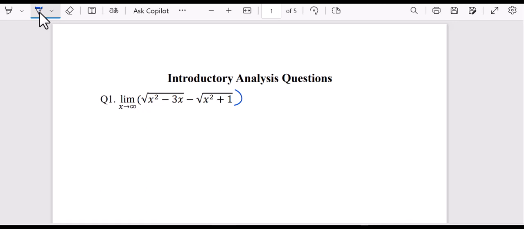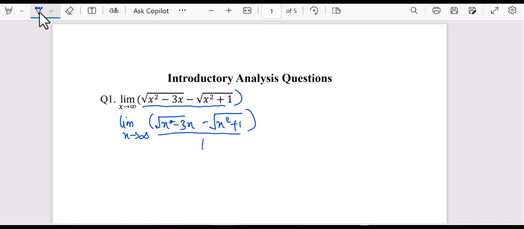Okay, so we have a question here which says: find the limit as x approaches infinity of this expression. How do we go about this kind of limit? Well, it involves roots, and so we can write this limit as the limit as x approaches infinity of root of x squared minus 3x minus root of x squared plus 1, all over 1. We know this is over 1.